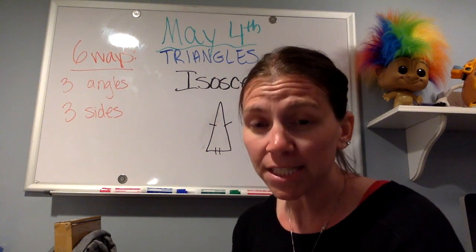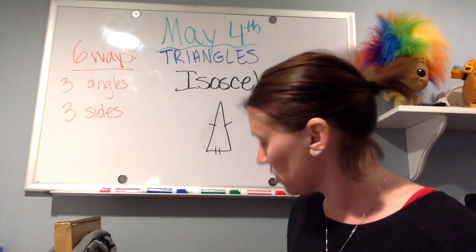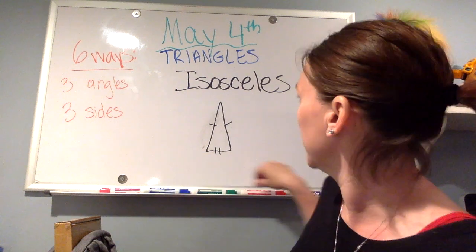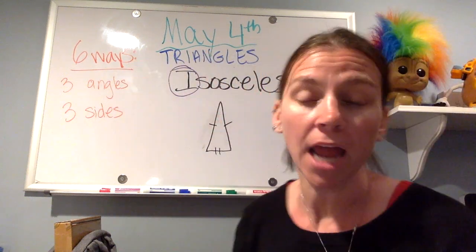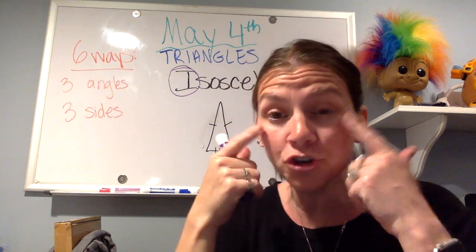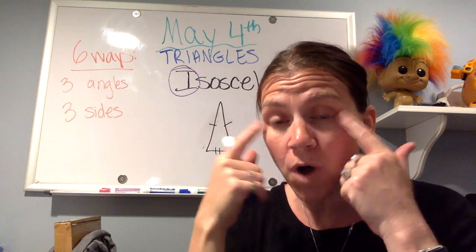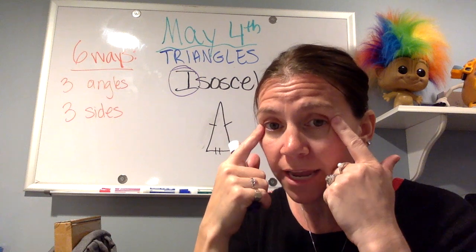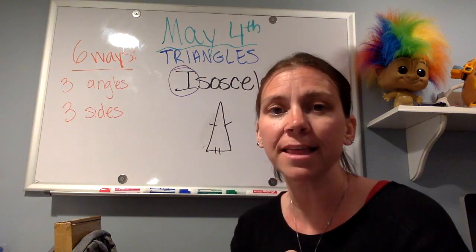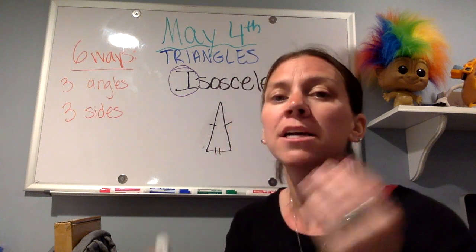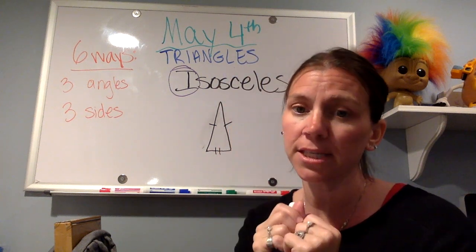So isosceles means 2 sides are equal. So that's my hint. That's why I keep saying it like that. I have 2 eyes. 2 eyes, 2 sides the same. That's how I remember it. So when I say the word isosceles, I think I have 2 eyes. So it's 2 sides the same.